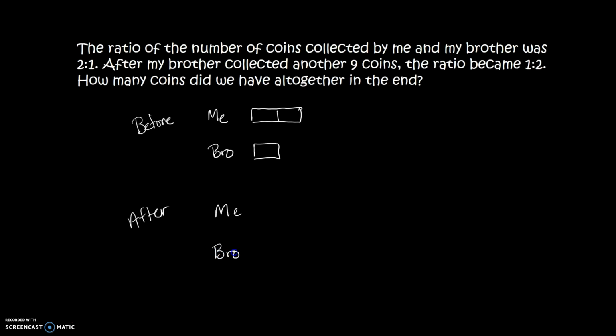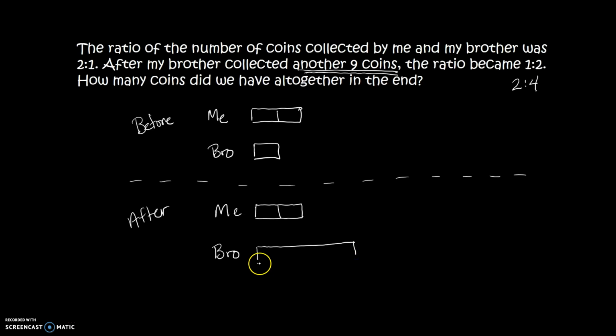Okay, so here's where this problem differs from the last one. If we think through what's changing in this problem, this time my brother is adding coins, but my coins are staying the same. So really, I still have 2 units. But it says that the ratio became 1 to 2. Well, if I still have 2 units, let's find an equivalent ratio to that 1 to 2. Since I have 2 units, I'm going to use the equivalent ratio of 2 to 4. So I've given myself 2 units, and now I'm going to give brother 4 units.